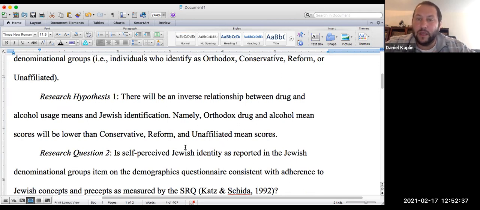Namely, the Orthodox drug and alcohol mean scores will be lower than conservative, reform, and unaffiliated mean scores, right? So that would be clear. So I'm saying there's going to be some difference. And namely, I don't have to add that, but if you want to have a directional hypothesis, you might include things like, namely, Orthodox drug and alcohol mean scores will differ significantly.